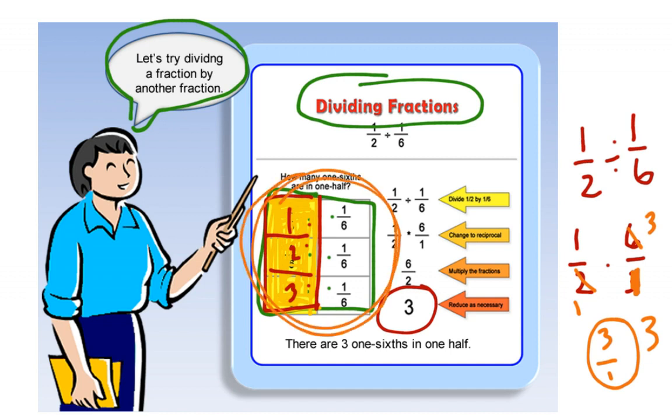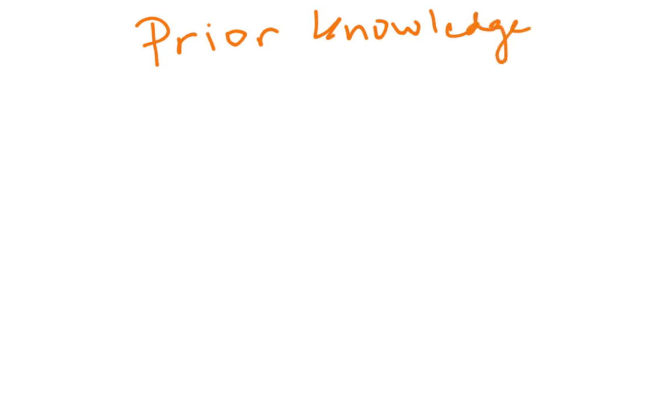It's quite difficult to think of an example in real life where you would divide up. But you do need to be able to do the function. All right, so let's look at the key information. So already in your notes you have prior knowledge. Now we're going to add the key information.